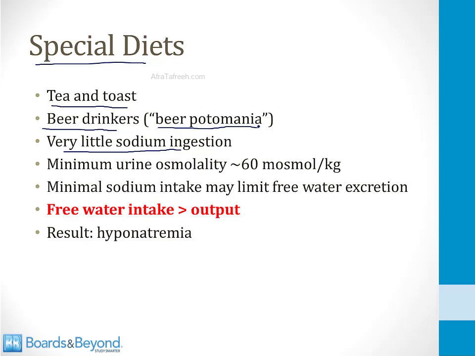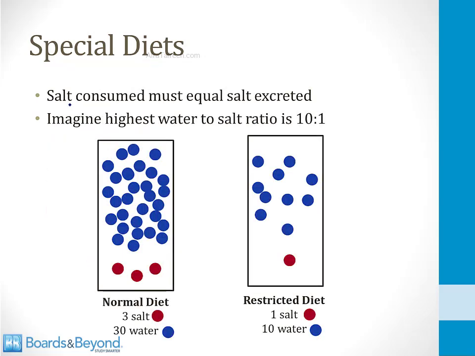The reason that very little sodium ingestion can lead to hyponatremia is because there is a minimum urine osmolality of about 60 milliosms per kilogram that the kidneys must maintain. This means that the kidneys always have to excrete some solutes with free water, and therefore if you consume very little solutes, in other words very little sodium, that will limit the amount of free water that you can excrete. And then if you intake more free water than the kidneys are capable of excreting, this can lead to hyponatremia. To make this more clear, let's go through the thought experiment I've shown on the screen.